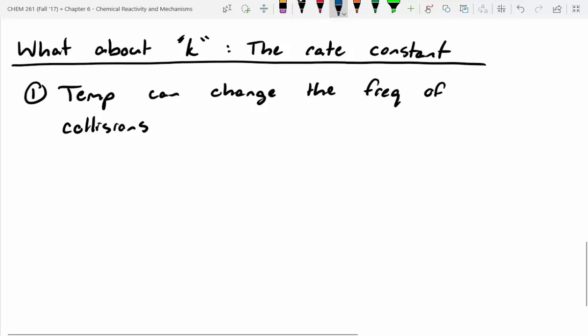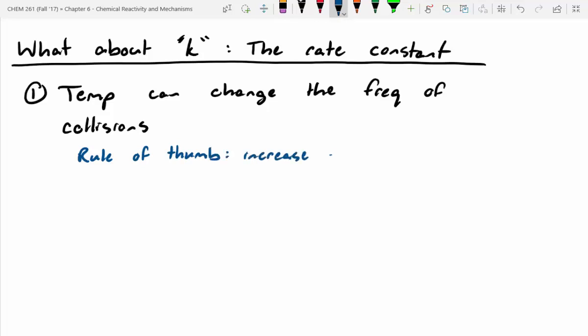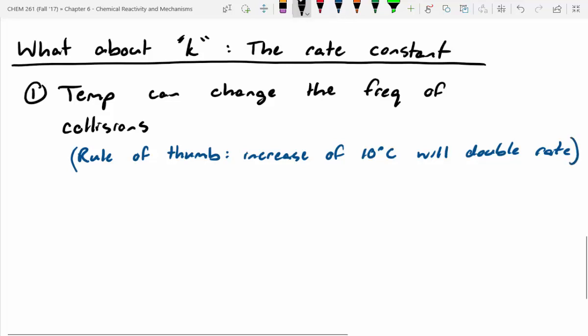So let's write that down. Rule of thumb: an increase of 10 degrees will double your rate. So that's one big component.